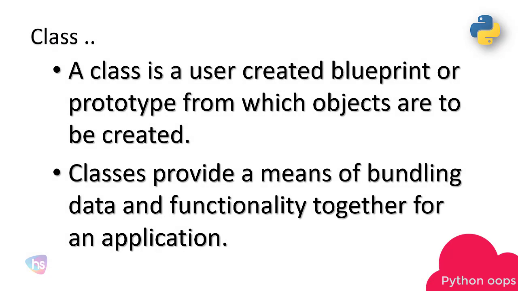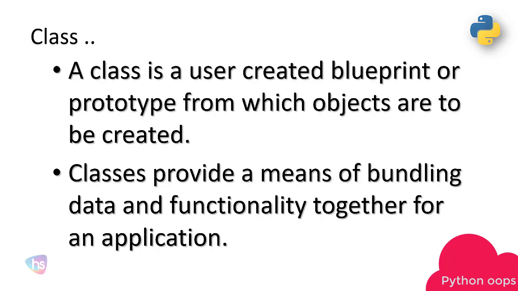A class is a user-created blueprint. For example, we want to create a building structure. For the structure, we'll take a blueprint. It shows the building outline, how it would look once it is developed. A pictorial representation of the blueprint shows the structure, floors and rooms, where they will be available.